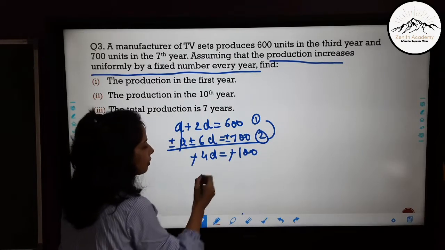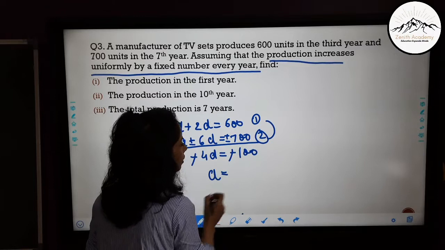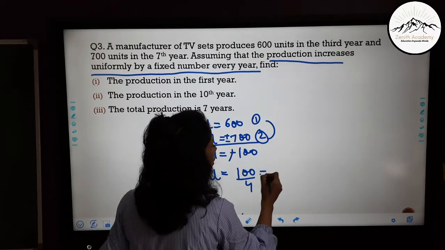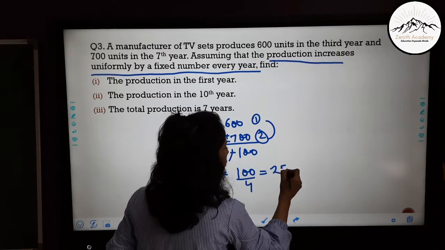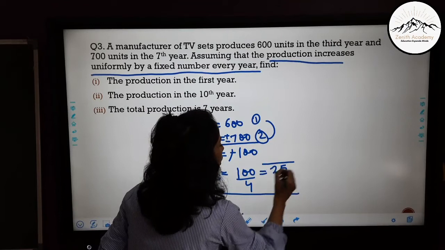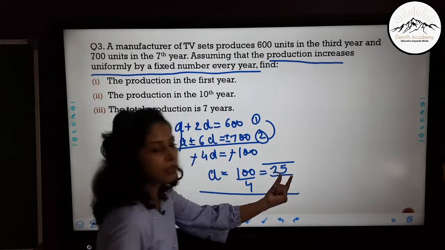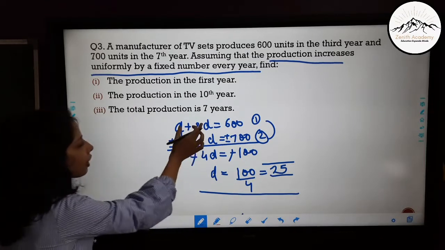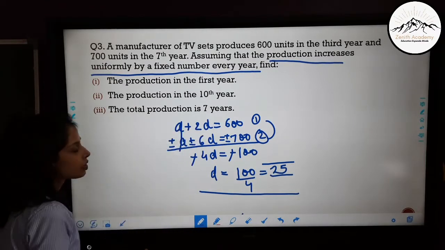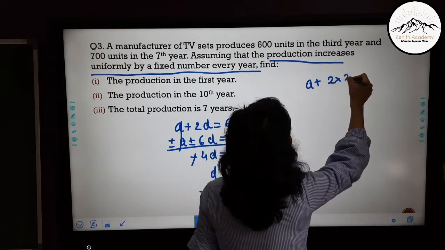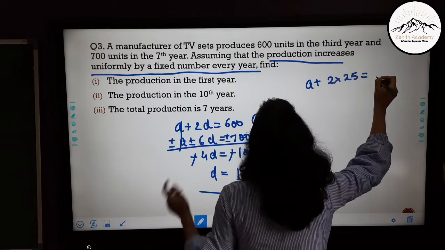Minus gets cancelled. D is equal to 100 divided by 4, which is equal to 25. So this implies the production increases every year by 25 units. Now if we know D, we can find A by putting it in any of these equations. So A plus 2 into 25 will give us 600.